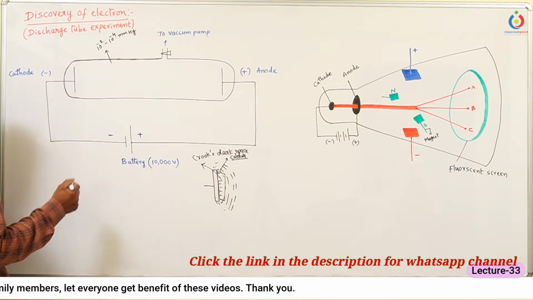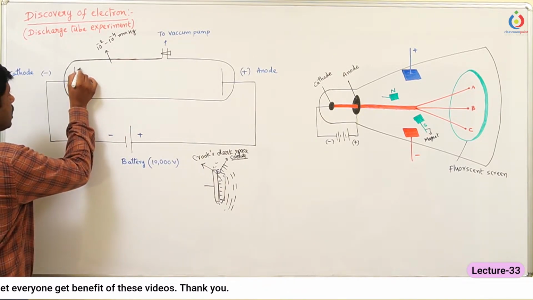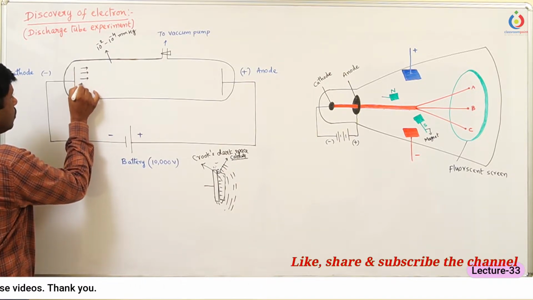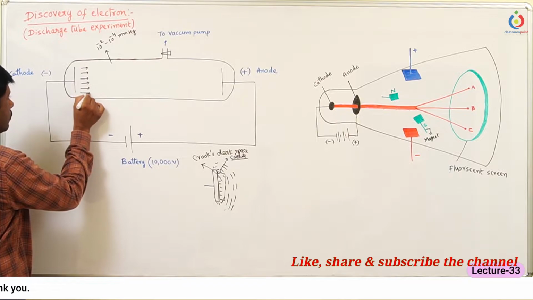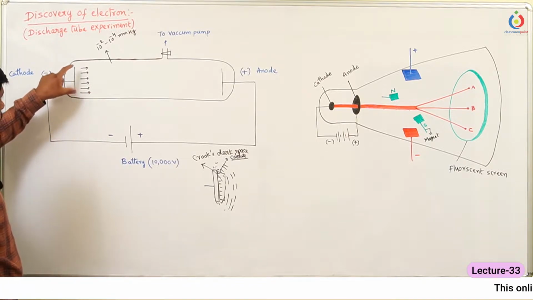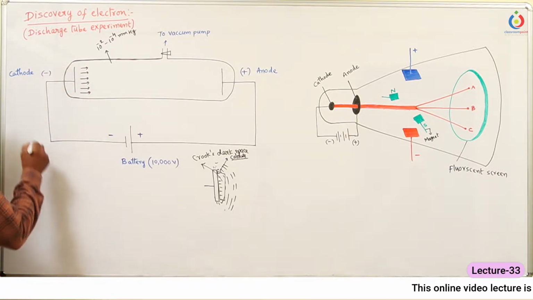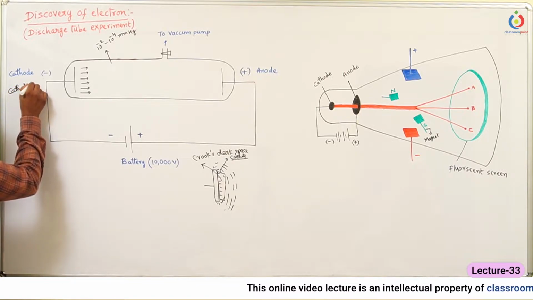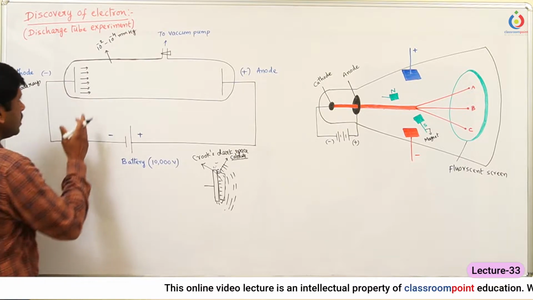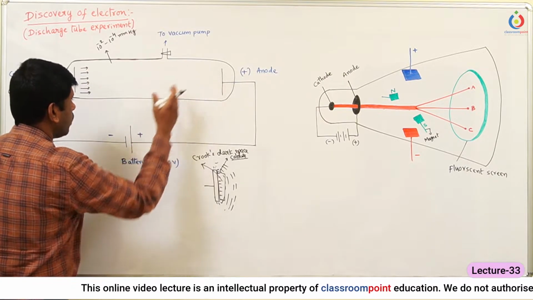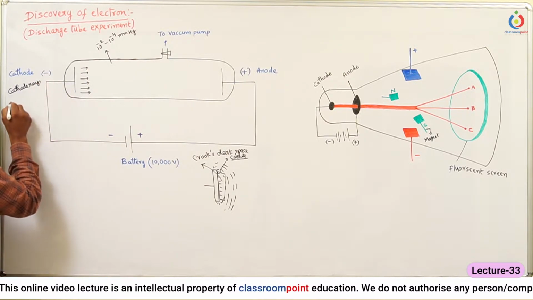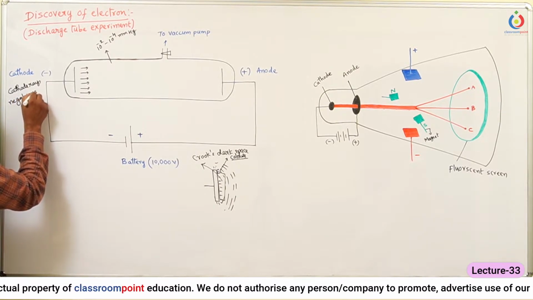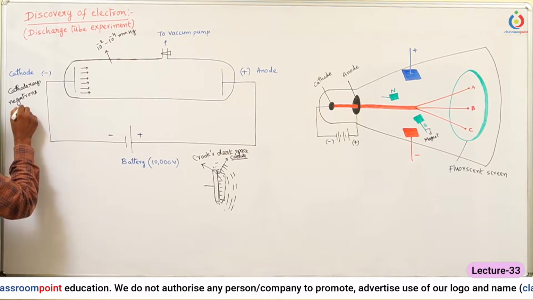Now, these cathode rays, as I discussed, are a stream of particles generated at the cathode, and they start moving towards the anode. Since the particles are generated at the cathode, these are known as cathode rays. And since these particles are moving towards the anode, they are known as negative rays or negatrons, later named electrons.